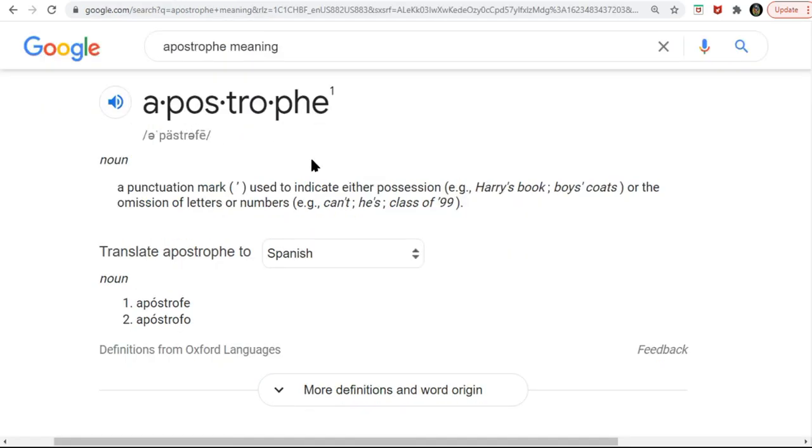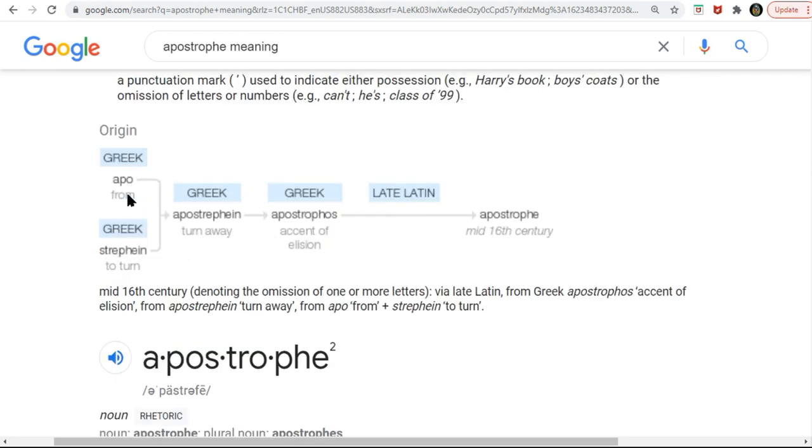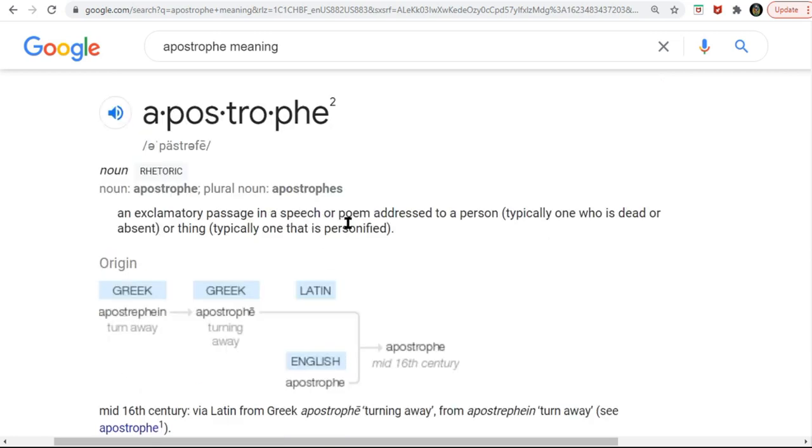When we say apostrophe, we think of the punctuation mark used to indicate either possession or the omission of letters. You use apostrophe VE to mean have, and you can leave out the HA. They say it comes from the Greek apo, from or opposing, away, and strepho, to turn, to turn away from the audience. But also, in a speech or a poem, addressed to a person, typically one who is dead or absent, or a thing, typically one that is personified.